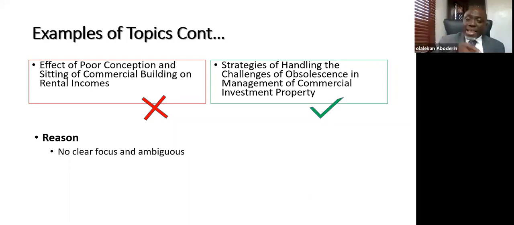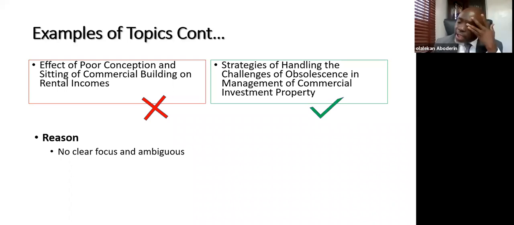Right? This is supposed to have been addressed at the conception stage when the project is conceived. So the candidate wants to write on his experience as to what he has realized because of the wrong concept of the project and where the project is. So this is recommended. Strategies of handling the challenges of obsolescence in management of commercial investment property.